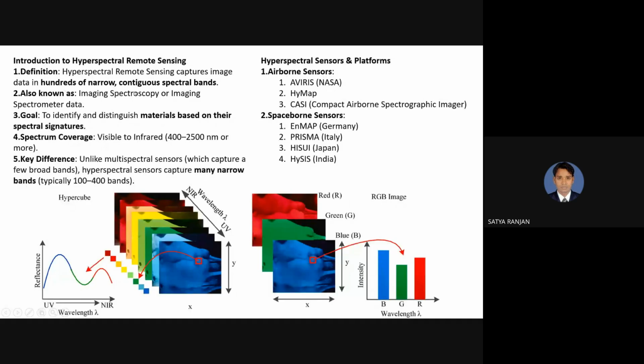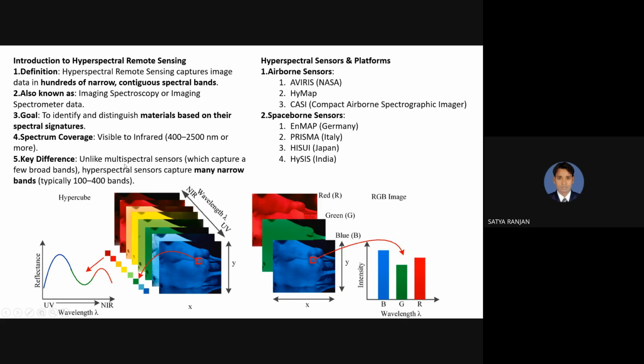So it is 100 narrow and continuous spectral bands, also known as image spectroscopy. What is the use? It identifies and distinguishes materials based on their spectral signature. There is no other satellite image giving the spectral signature. So it gives a different spectral signature for different rocks, materials, or minerals. Based on this, we can understand that this is an iron area or this is an aluminum mining area.